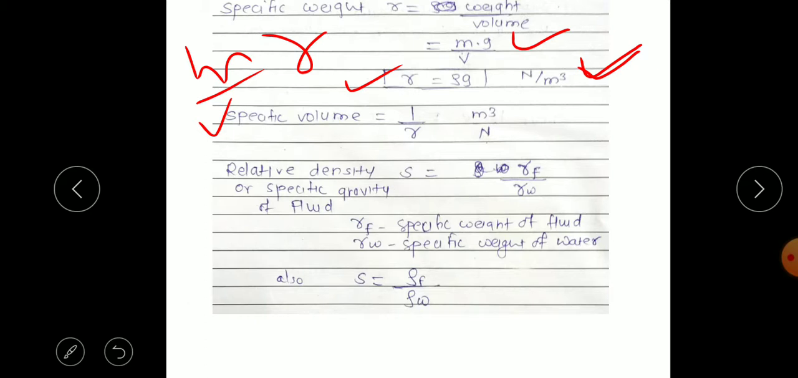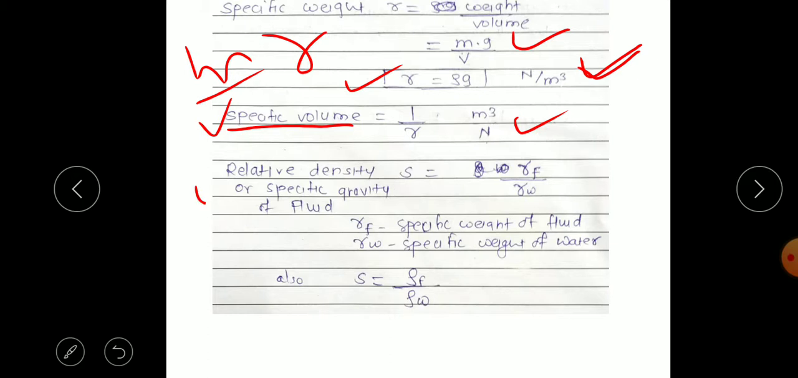Next is the specific volume. Specific volume is the inverse of specific weight, that is the volume per unit weight. So it will be taken as 1 upon gamma. Gamma is the notation of specific weight. Gamma is equal to rho g, and specific volume is 1 upon gamma, that will be meter cube per Newton.